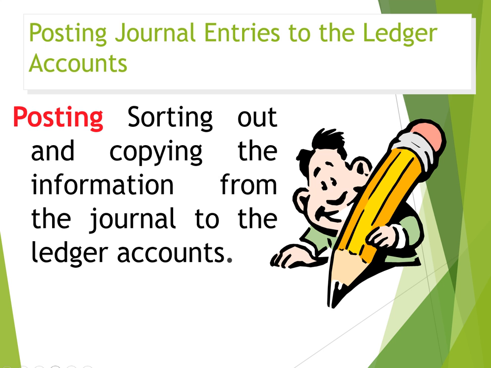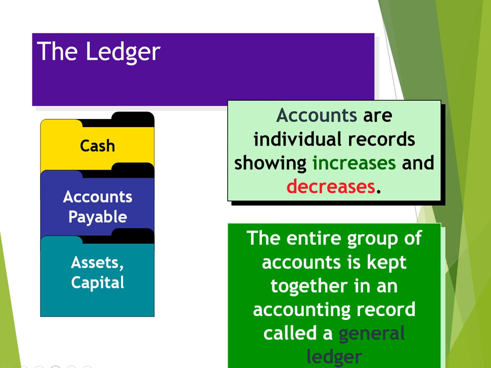Now, posting journal entries to the ledger account. Posting is kind of a sorting thing. I told you initially that these journals are recorded at one place, and there is so much confusion about where things need to go, whether it is debited or credited. You can't remember all of them while preparing the trial balance. There might be 400, 500 entries. So you need to post them into the ledger to make it more clear. A ledger is basically an account which includes the individual records showing increases and decreases, and this entire group of accounts is kept together in an accounting record which is called a ledger.